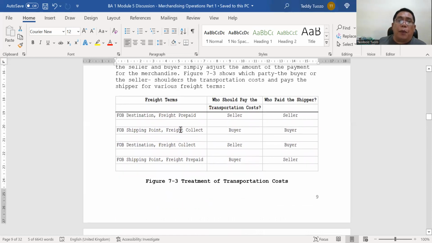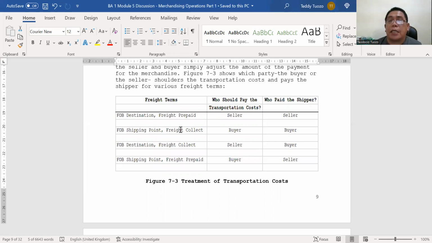Kung ang freight terms, FOB destination and freight prepaid, who should pay the transportation cost? Si seller, because I said under FOB destination, the ownership would only be transferred to the buyer when the goods are already physically received by the buyer. So kay in transit pa man, kung mahitabo, mag-crash ang plane, maguba ang sakyanan, o nalunod ang barko, then dapat si seller pa ang responsible for the goods in transit. So pay the shipper, dapat si seller. Okay, kay freight prepaid man, no?